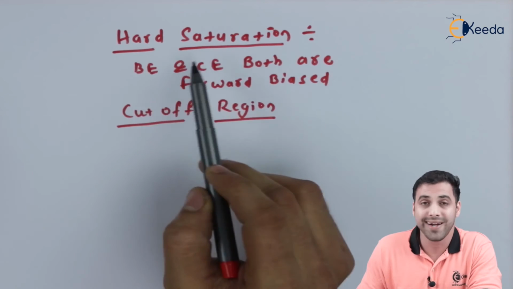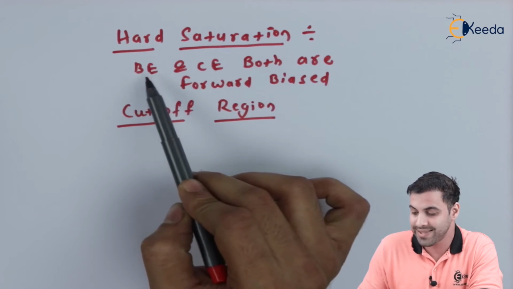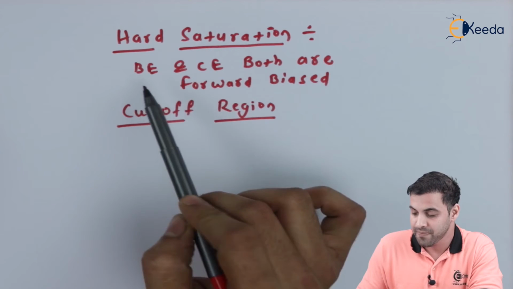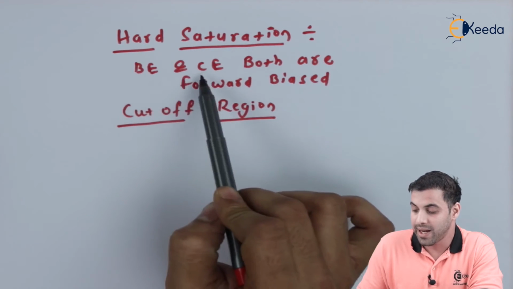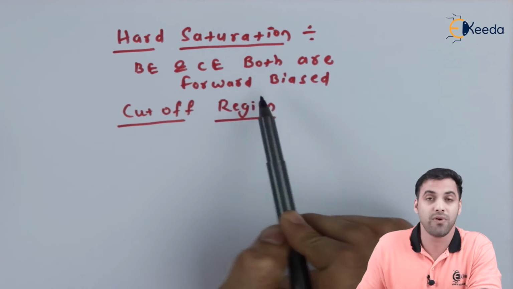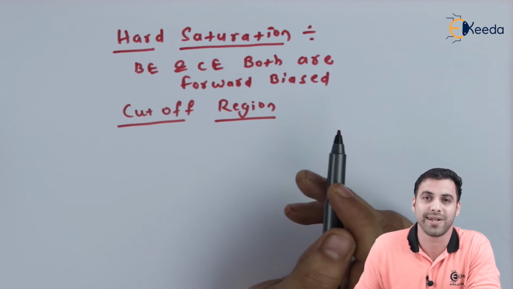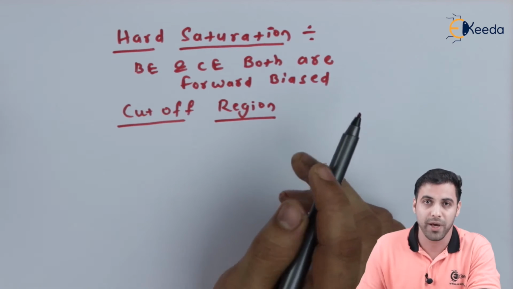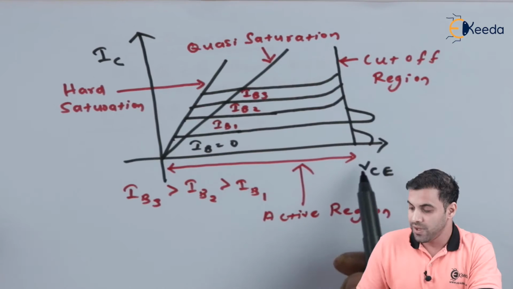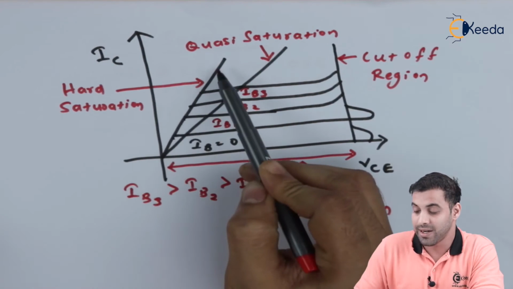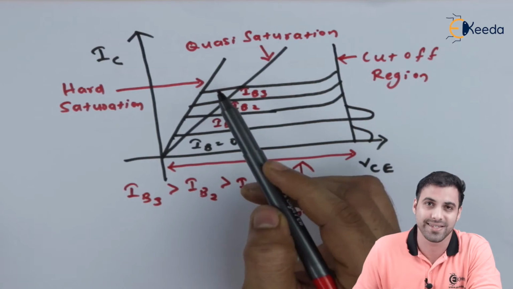So in case of a hard saturation, both diodes, the base emitter and collector emitter junctions, are forward biased. That means both diodes present in the power bipolar junction transistor are forward biased. Because of this, again I'm showing you, for a slight increase in the collector emitter voltage, the collector current increases to a very high extent.